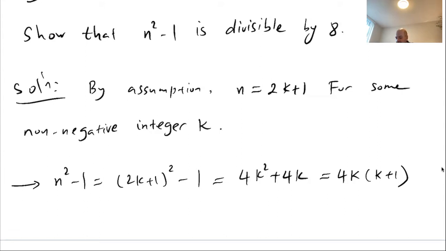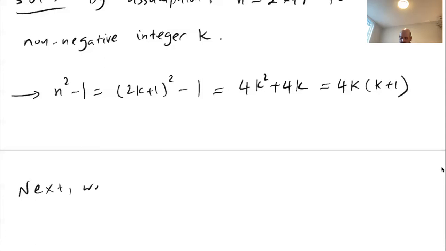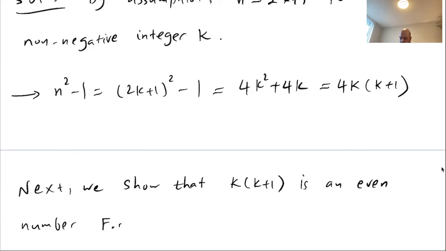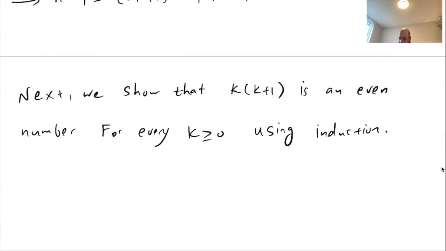Now, if I can show that the remaining factor, which is k times (k plus 1), is a multiple of 2, or in other words, an even number, then we can say that n squared minus 1 is a multiple of 8. So our next step, we show that k times (k plus 1) is an even number for every k bigger than or equal to 0 using induction. You can show that this is an even number using induction or using the division algorithm. But because we are in the topic of induction right now, I would like to do it with induction.